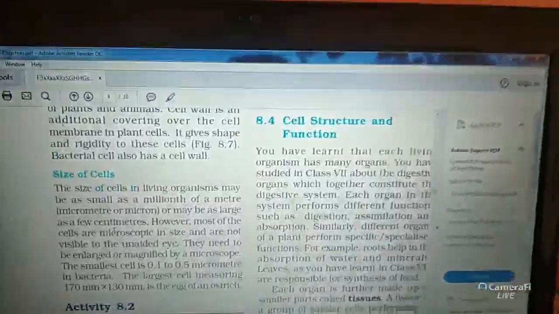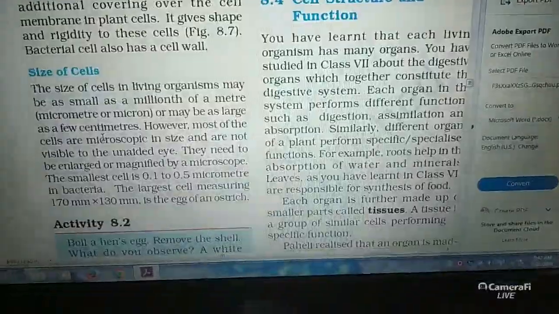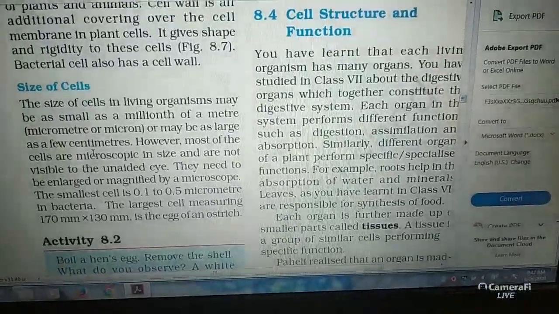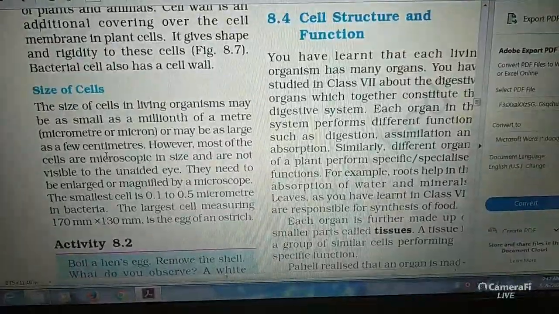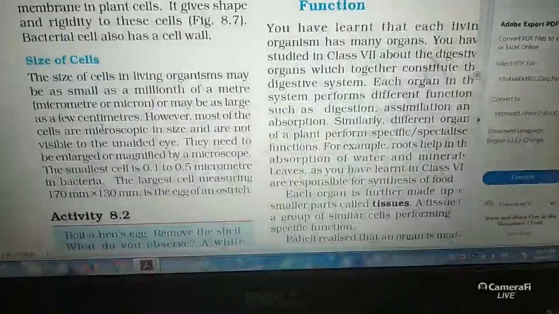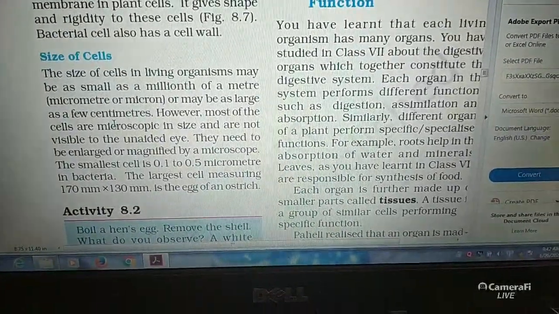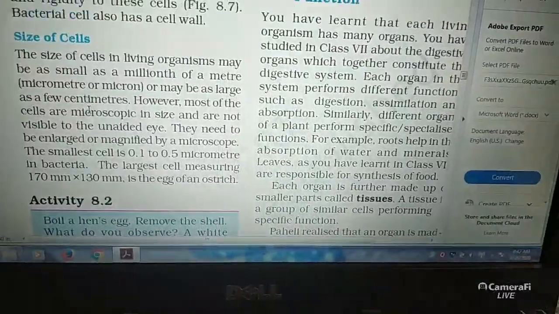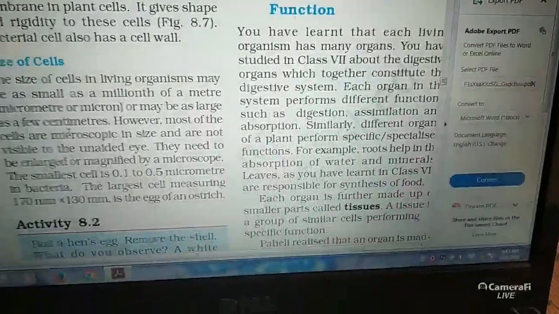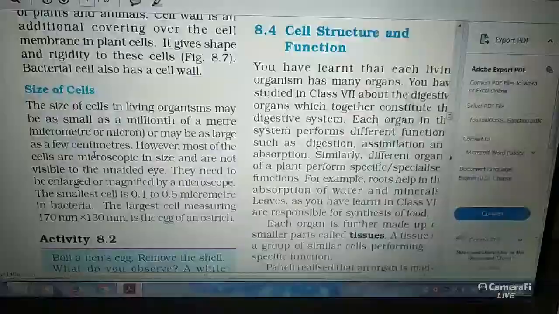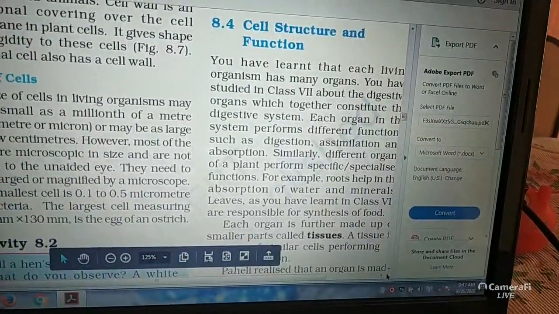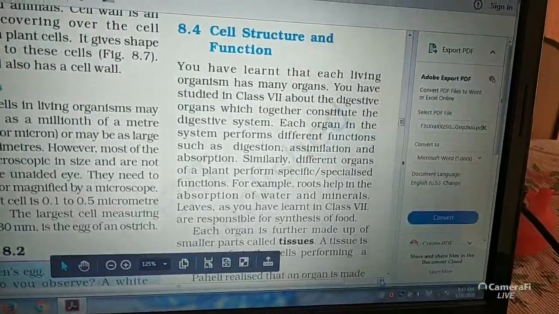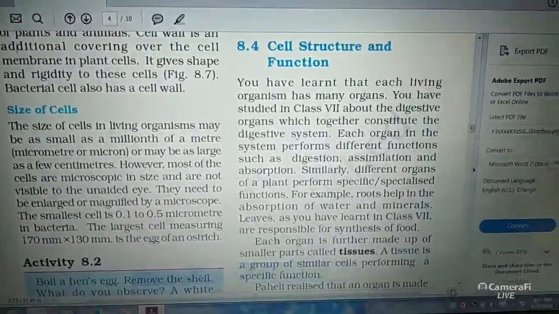Cell structure and function. So what about the size of the cell? The size of the cell does not depend on the figure or the length of the living organism. It can vary according to their need or according to their function. Now I am coming here: cell structure and function, a very important part.